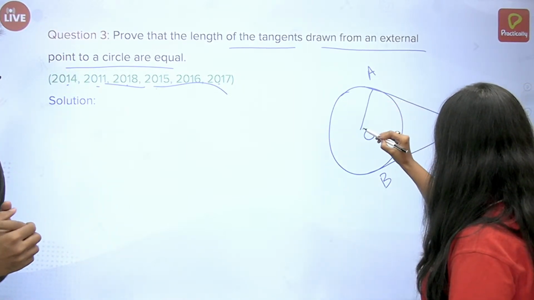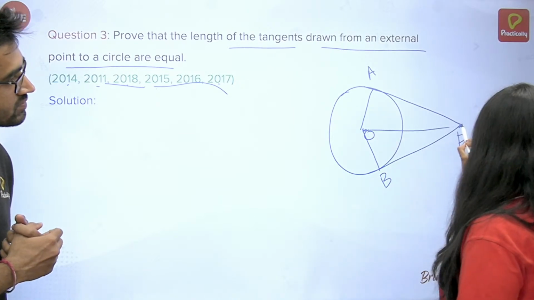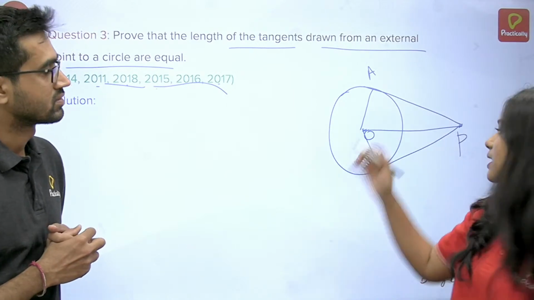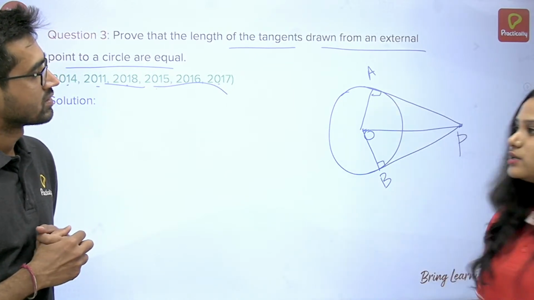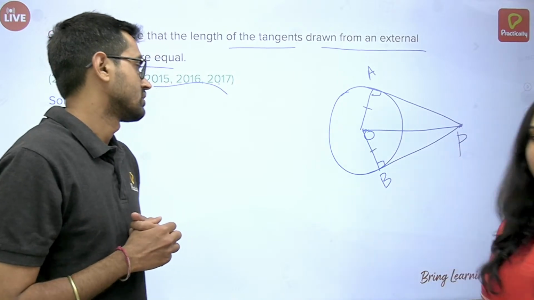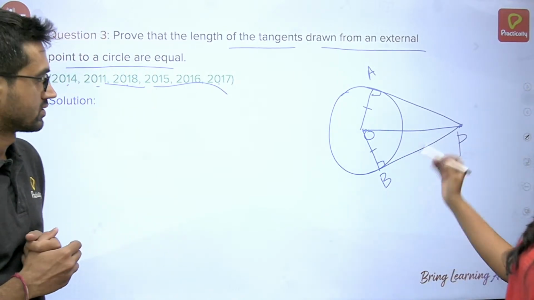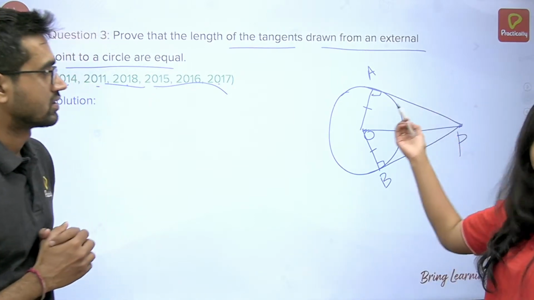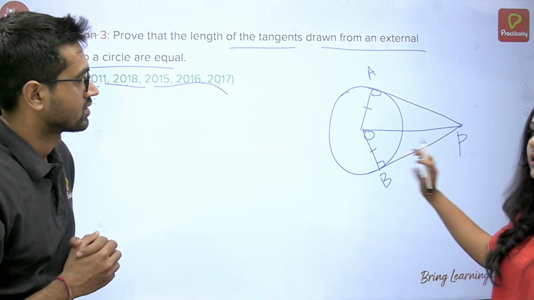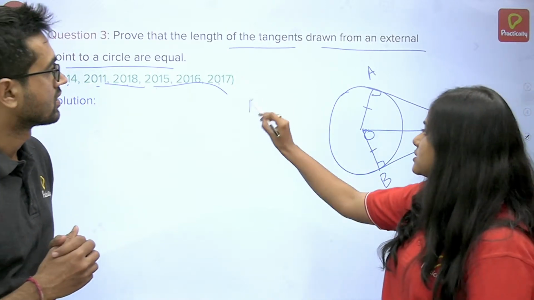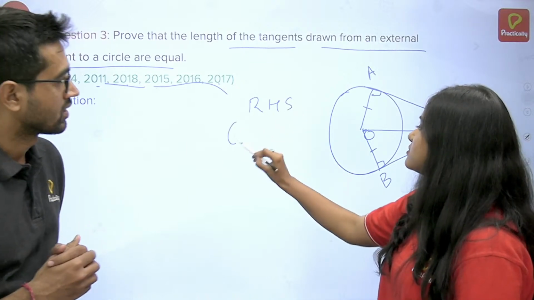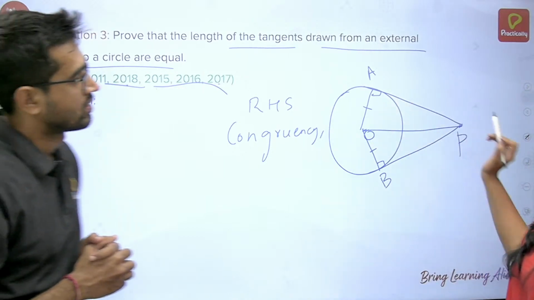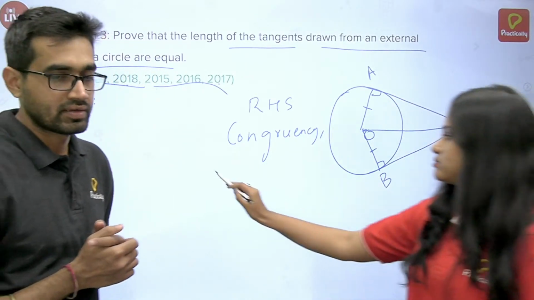So join OA and OB, then OP. From here, you can use the first theorem, that is radius is perpendicular to tangent. Correct? Right. And OA is equal to OB because they are the radii of the circle. And OP is equal to OP, which is nothing but the hypotenuse in both the cases. Correct. Why? Because it is opposite to the right angle. So according to RHS congruency, triangle AOP is congruent to triangle BOP. Right.